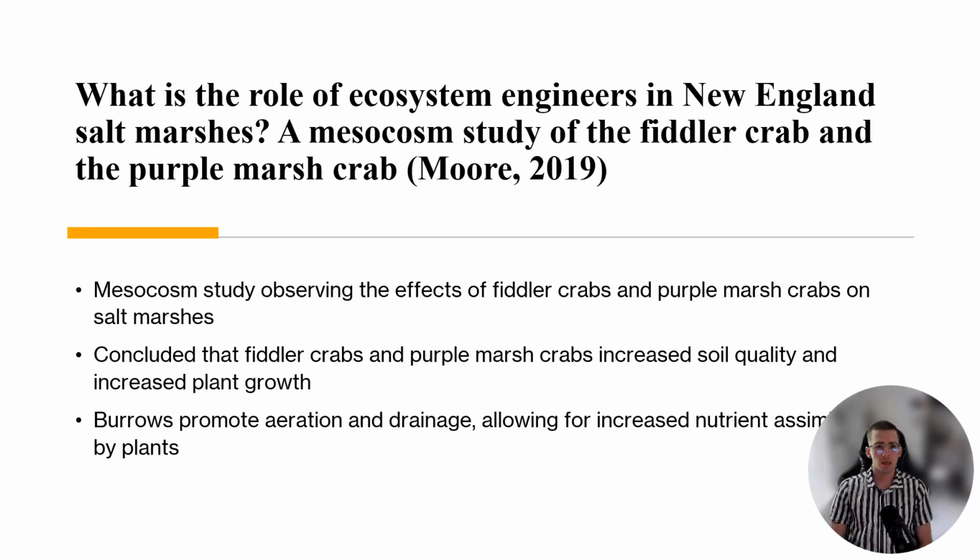In this study, "What is the role of ecosystem engineers in New England salt marshes? A mesocosm study of the fiddler crab and purple marsh crab," Moore performed a mesocosm study where he observed the effect of both fiddler crabs and purple marsh crabs on salt marshes. Multiple mesocosms were arranged to mimic salt marshes found in New England and were introduced to varying densities of both crab species. They concluded that the presence of both fiddler crabs and purple marsh crabs increased soil quality and increased plant growth. This is due to the burrows promoting better soil aeration and drainage, which allows for increased nutrient uptake by the plants.